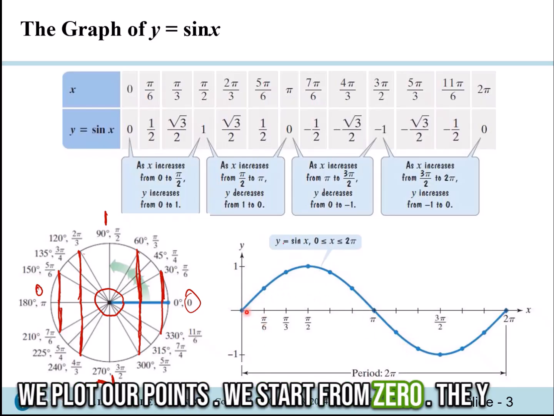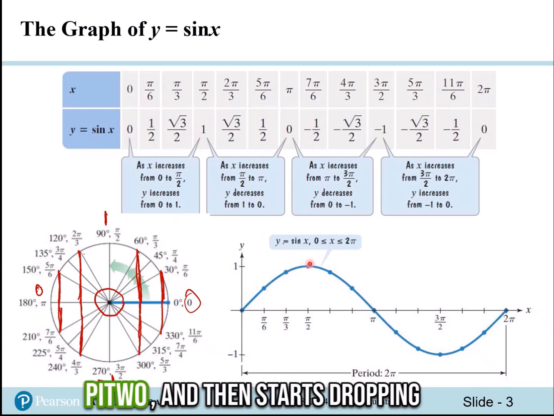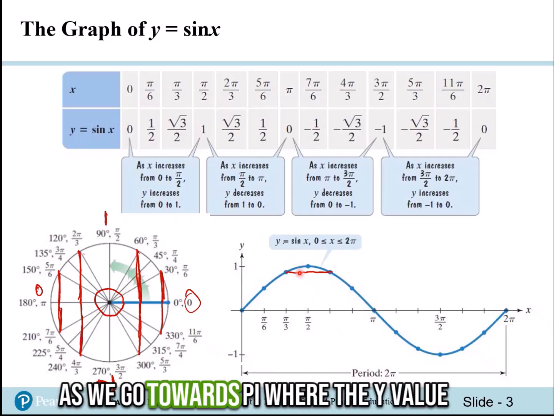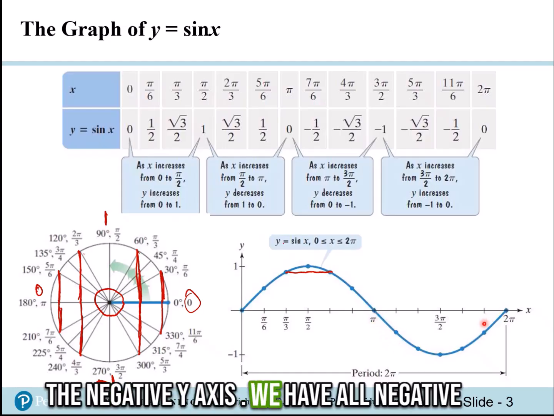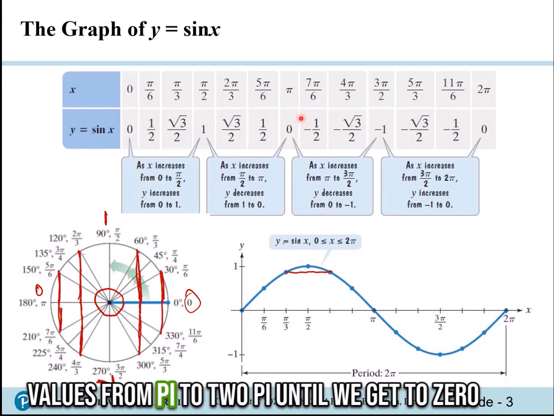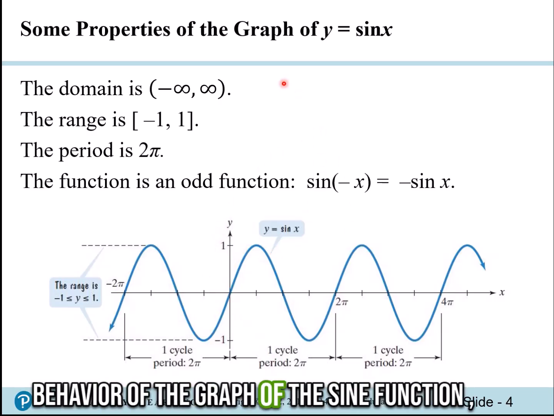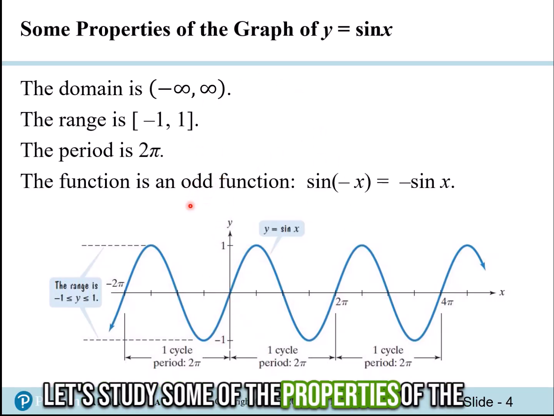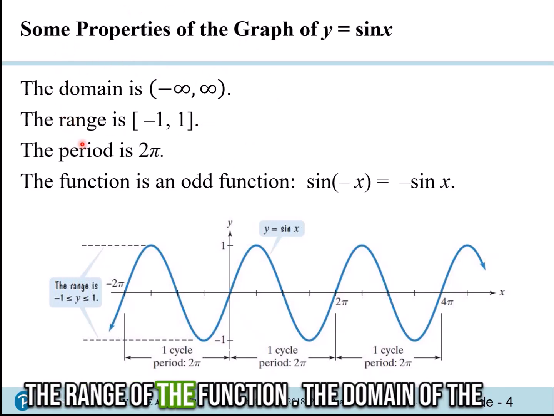We start from 0, the y values keep increasing, reach the peak at pi over 2, and then start dropping symmetrically as we go towards pi, where the y value becomes 0, and then we have values on the negative y-axis. We have all negative values from pi to 2 pi until we get to 0 at 2 pi. Now that we understand the behavior of the graph of the sine function, let's study some of the properties of the graph. Let's first talk about the domain and the range of the function.